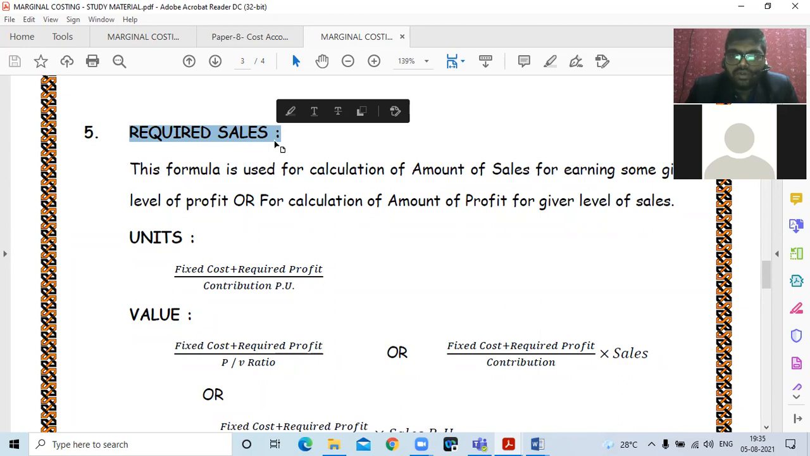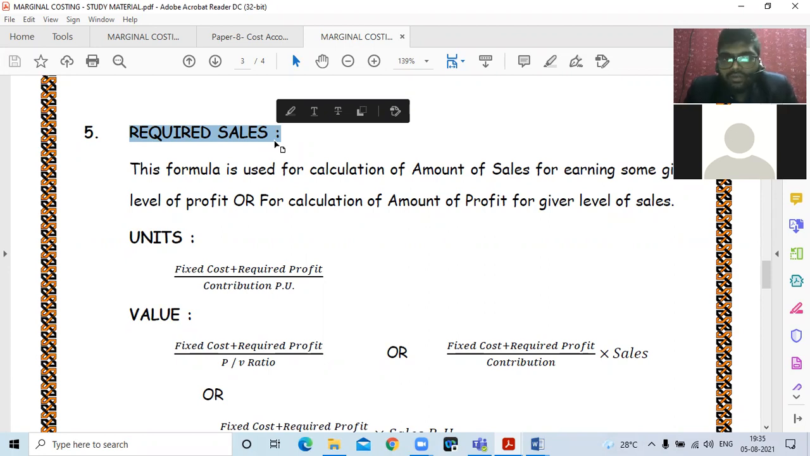That is your required sales formula. You will use this formula if you have some sort of money, for example 15 lakh, that you want to earn. To earn 15 lakh, how much total sales will you be making? You will use this formula and understand how much sales you are required to make.